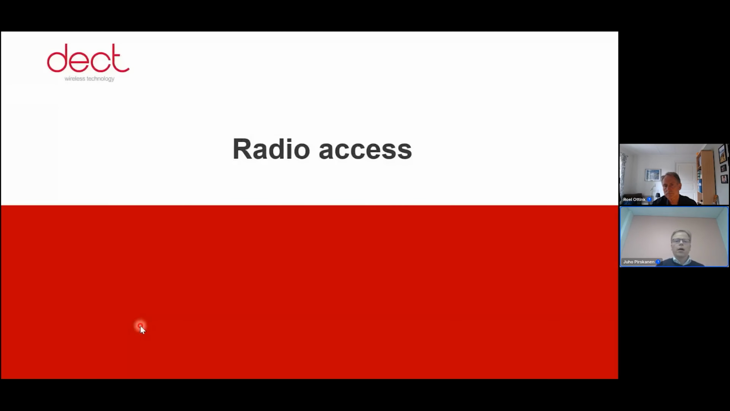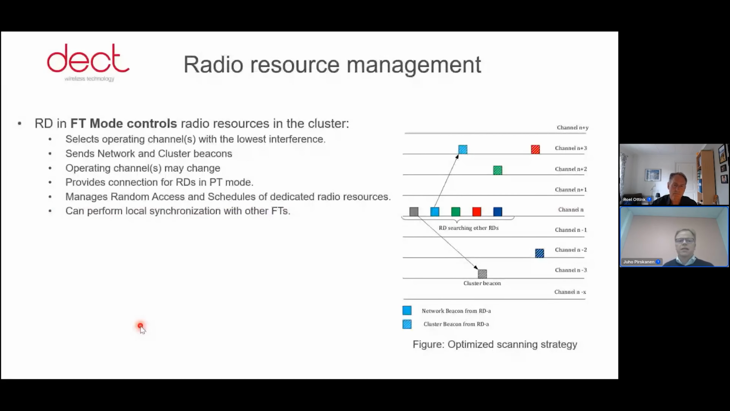And then going to the radio access part. Basically, the whole system behaves in such a manner that the radio devices in FT mode control the radio resources in the cluster. So you saw in the beginning of the presentation this mesh figure, where you had multiple clusters. Each cluster is managing the radio resources independently by itself. That's the basis of how the system can grow. Today we would have a single control point, and the scalability of the system would be limited. Now we don't have that kind of thing. We have each cluster controlling its own radio resources. It can grow and grow the number of clusters in the system.